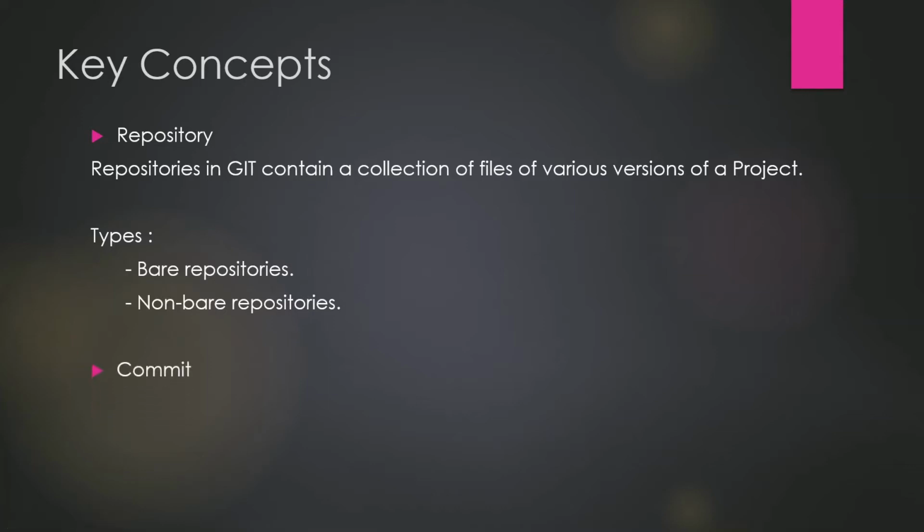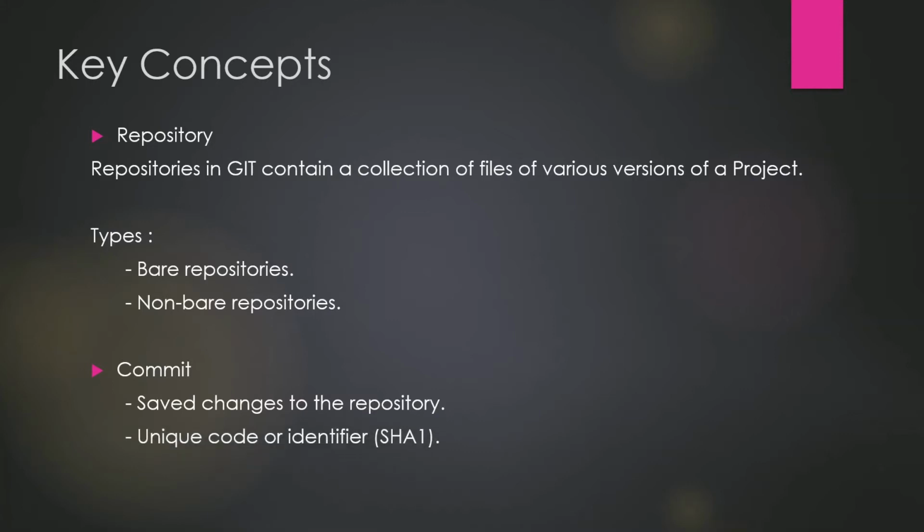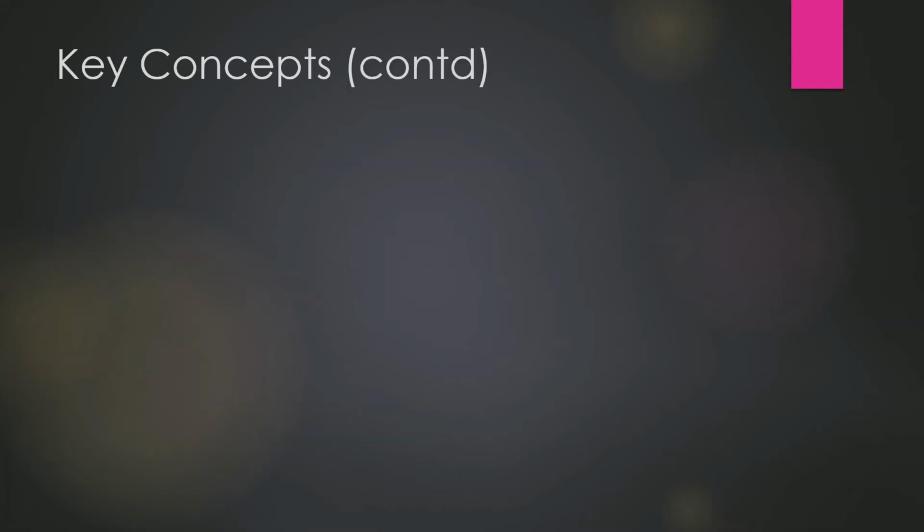Third would be commit. A commit is anything that is saved into the repository, or you can say, saved changes to the repository. It has a unique code or identifier in SHA1. Let's move on to the next slide.